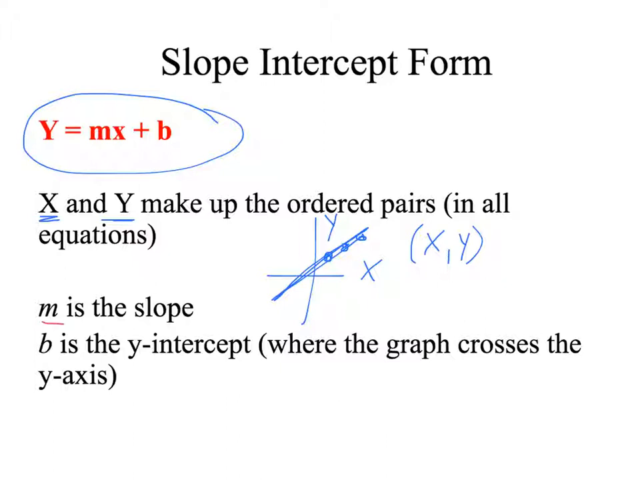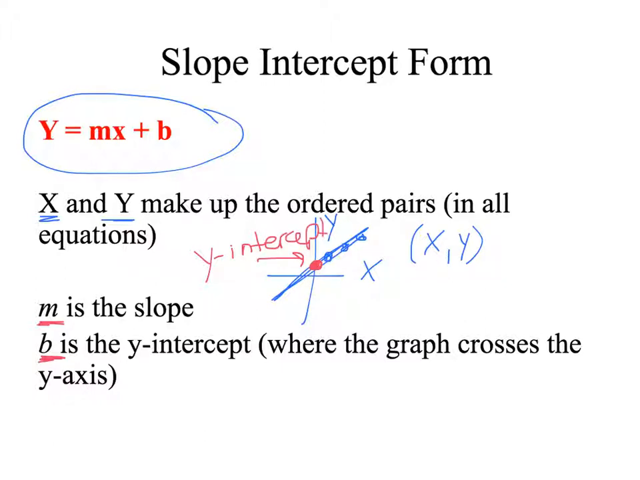But the important part, m represents the slope and b is the y-intercept. An intercept just means to cross. So the y-intercept is the point where the graph crosses the y-axis. So in this graph I have right here in pink, that would be the y-intercept.